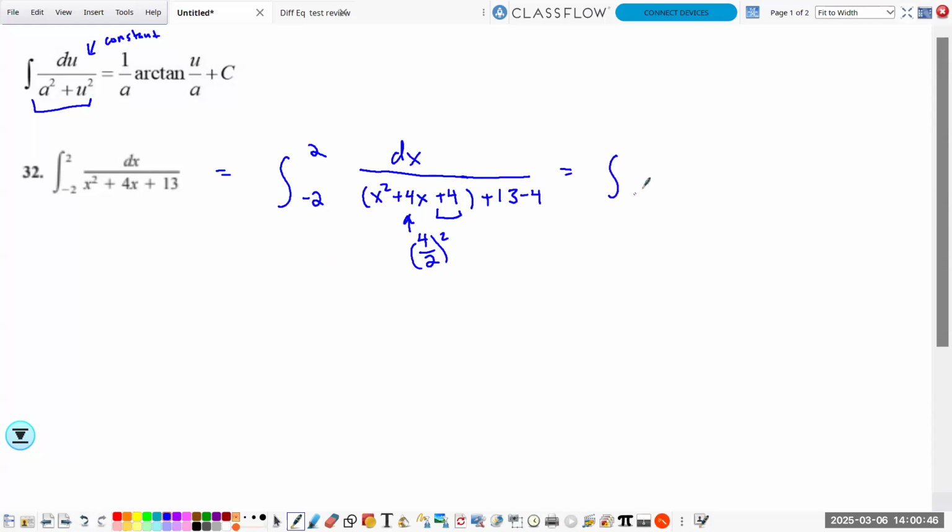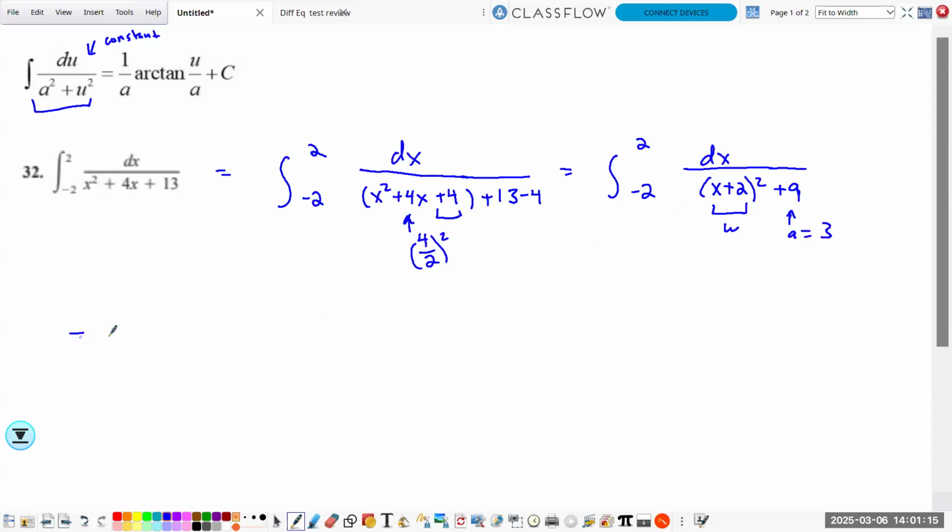So now I have the integral from -2 to 2. I can factor what adds to 4 and multiplies to 4. And then this becomes just a 9, which is very convenient because I can easily identify that here is my u, and nicely du is 1. I don't need to worry about doing any u substitution here. And this is a 9, so I know a is 3.